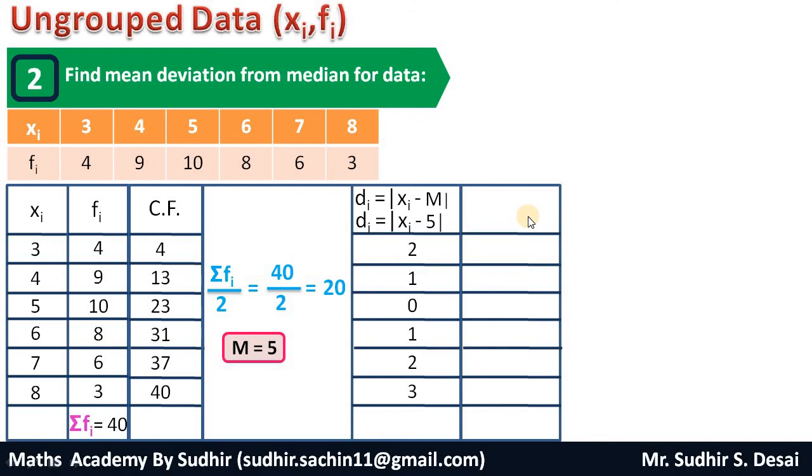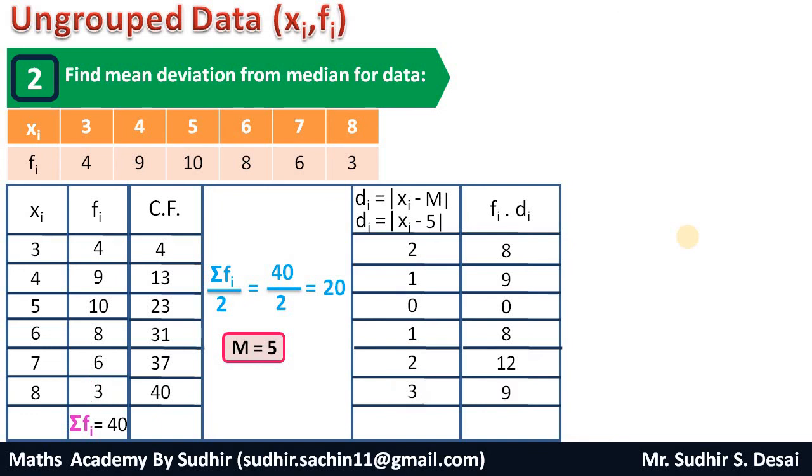Do not forget to multiply the frequencies to di. So fi into di. So let's multiply first fi, which is 4, to its corresponding di, which is 2. So 4 into 2, 8. Now next fi is 9 and its corresponding di is 1. So 9 into 1, 9. 10 into 0, 0. Carefully multiply the values. 8 into 1, 8. Next fi is 6, its corresponding di is 2. So 6 into 2, 12. Next fi is 3, its corresponding di is 3. So 3 into 3, 9.